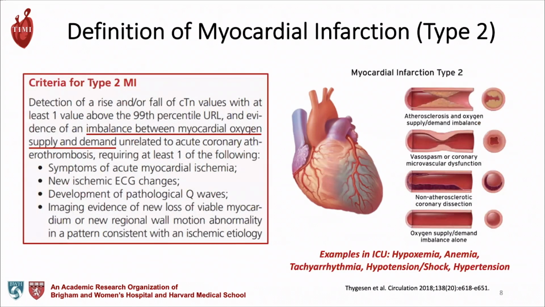Type 2 myocardial infarctions share many of the same features as type 1 myocardial infarctions. They're characterized by a rise and fall in cardiac troponin. They're associated with symptoms of acute myocardial ischemia and ECG abnormalities. But fundamentally, they are related to an imbalance between myocardial oxygen supply and demand.